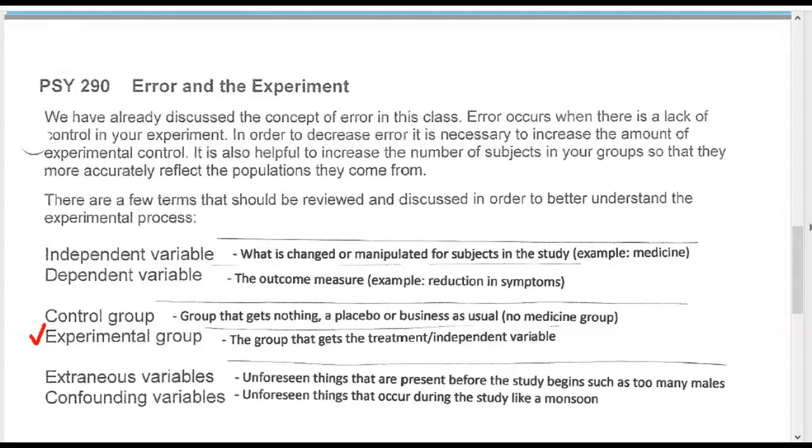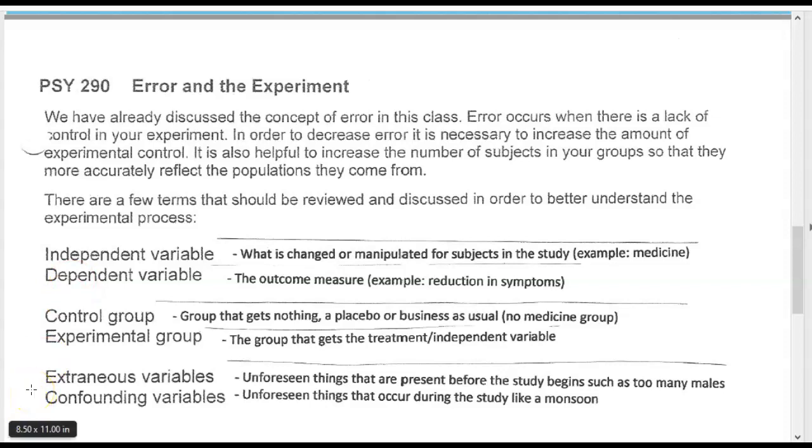Now, let's move down and talk about error and the experiment. That's the name of this section, isn't it? Extraneous variable. Think of the first 5 letters. Extra. Something that you didn't anticipate before the study even started. Unforeseen things. For example, I had no idea that almost everybody who signed up for my study would be male and not female. That really changes things. Might even ruin my results.